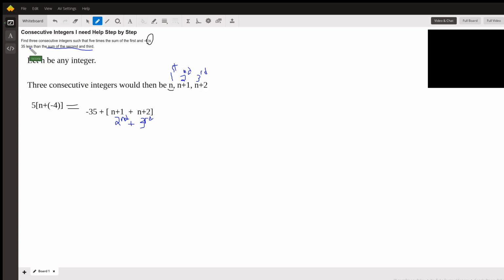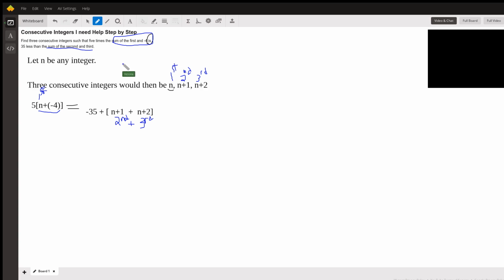And then we need 35 less. So we're subtracting 35. And that equals 5 times the sum of the first and -4. So here's the sum of the first plus -4, and then multiplied by 5.